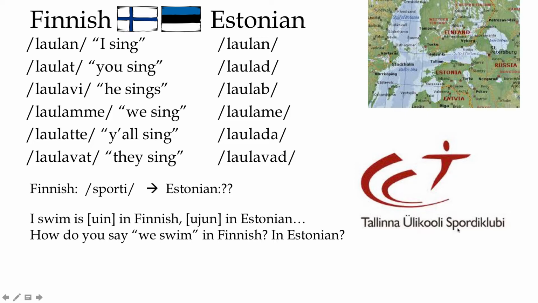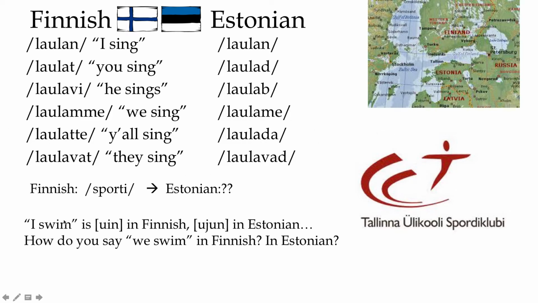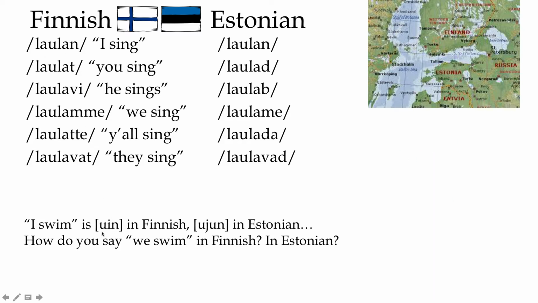This would be Tallinn University's sport club, sportklubi. It's not sportklubi. So there's a systematic relationship between Finnish and Estonian, and if I knew the Finnish form, I could guess the Estonian form, and if I knew the Estonian form, I could guess the Finnish form. If I swim is uin in Finnish, and it's ujun in Estonian, I can already make some guesses. If laulan is I sing, and uin is I swim, I know it's actually this n ending, which is the I part, and it's the rest of it, which would be the infinitive or the root. So laula is sing, and ui is swim.